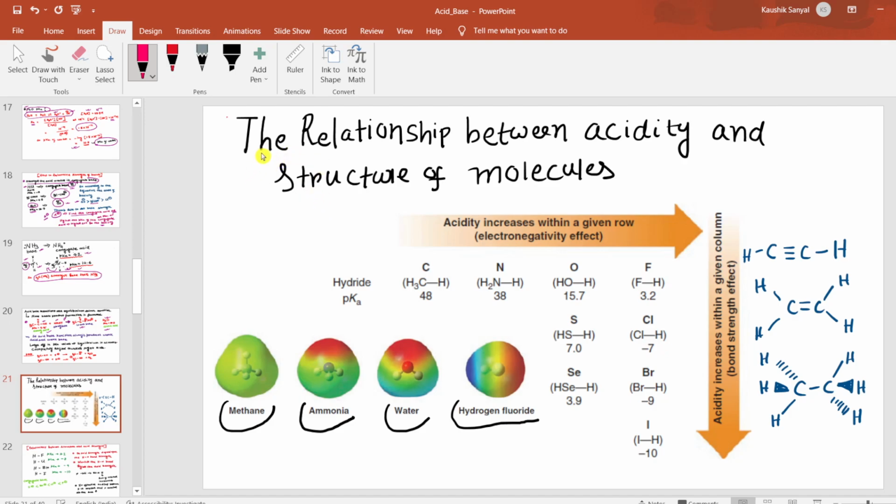So in this lecture I am going to discuss the relationship between the acid strength and structure of different organic molecules. In my previous chapter I discussed how we can measure the acid strength or pKa value of different acids and how the pKa value differs for different acids. Now in this lecture I am going to discuss the reason behind why different acids have different acid strengths. The direct relationship between the structure of the acid and its acid strength will be discussed in this chapter.